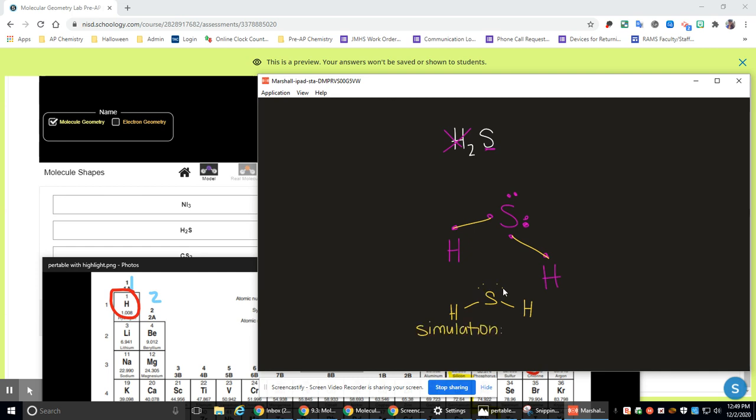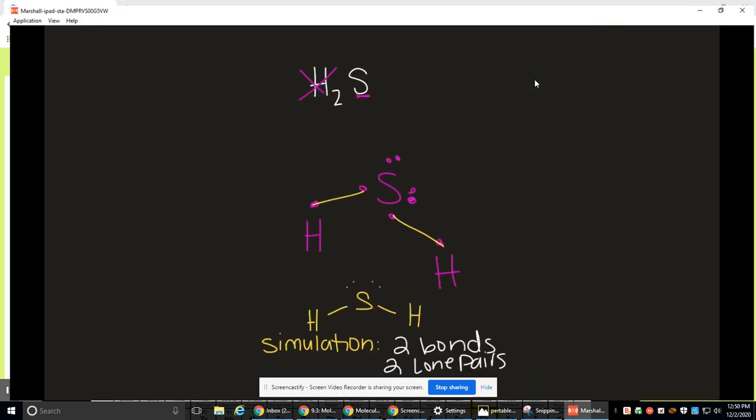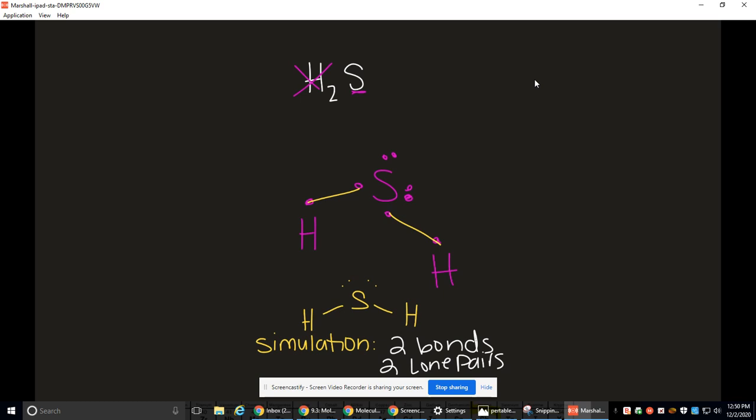So if you're going to use the simulation, you want to click on 2 bonds. So click bond twice, a single bond twice, and then you're going to click 2 lone pairs, and you'll see what that geometry is going to be. Okay. All right.